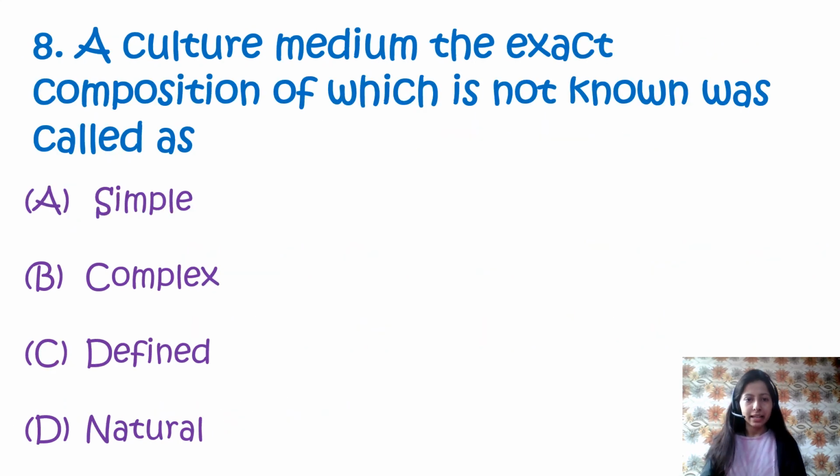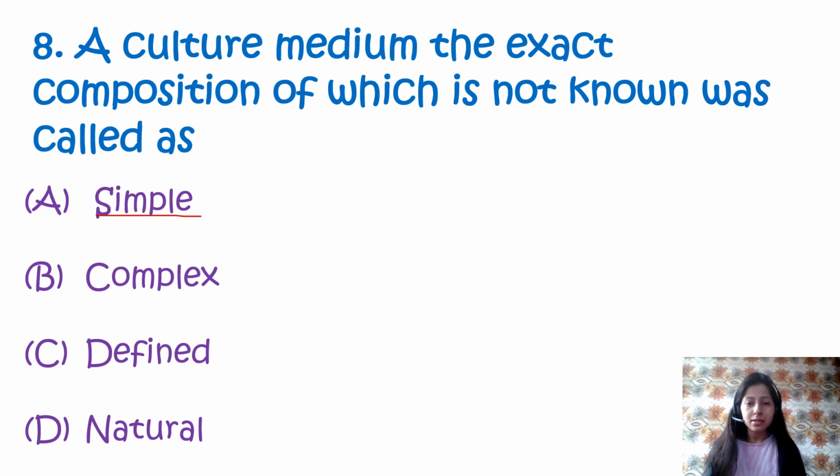Question number 8. A culture medium, the exact composition of which is not known. Means the composition of which is not known. Option A, simple. Option B, complex. Option C, defined. Option D, natural. So what exactly complex mediums are?